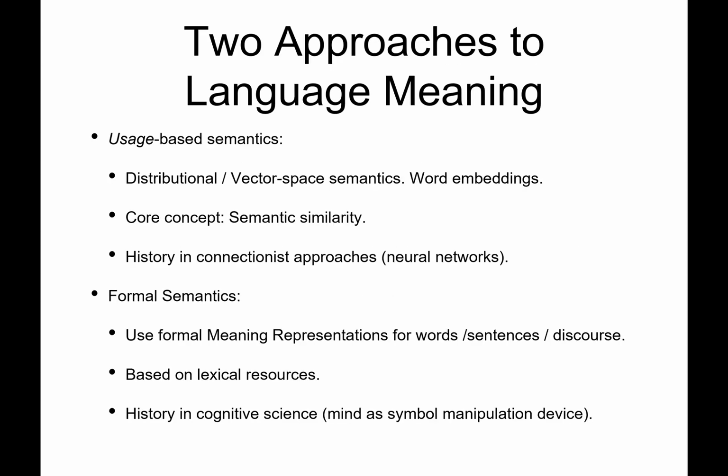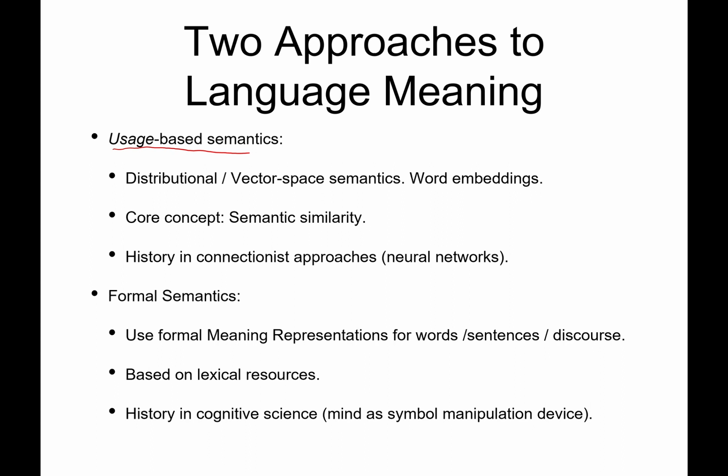All right, so there are two approaches to language meaning. The first one is something that we touched upon in the previous lecture. It's usage based. The whole idea is that if I can represent a word as a distribution over context, then that distribution in itself is the semantics that I'm looking for, the representation of my word in a semantic space. It has history in connectionist approaches.